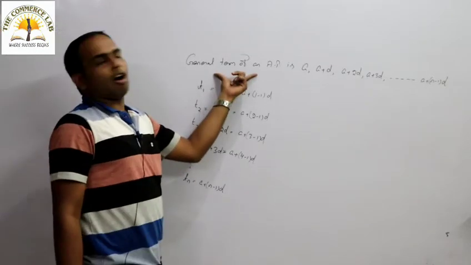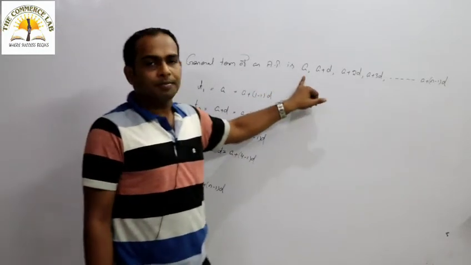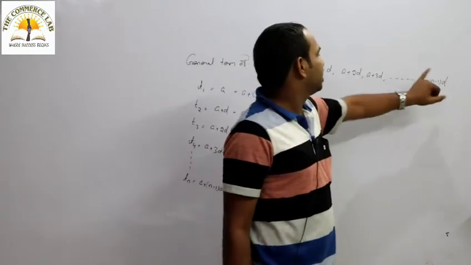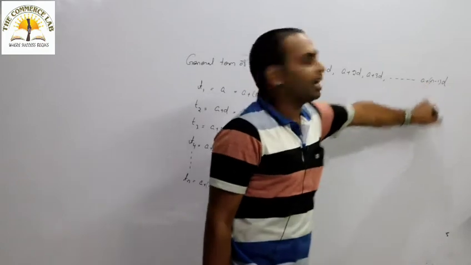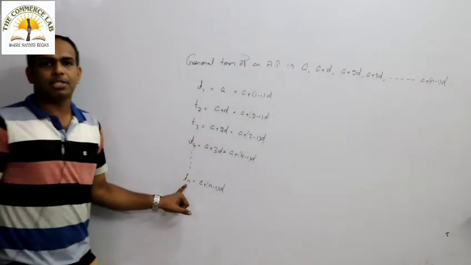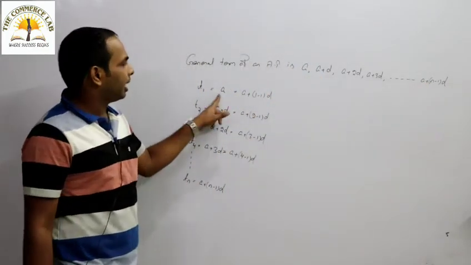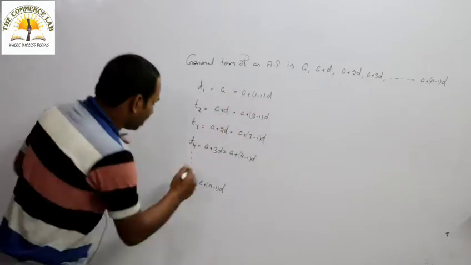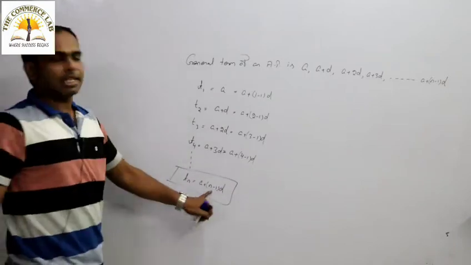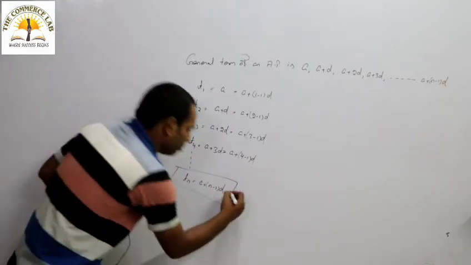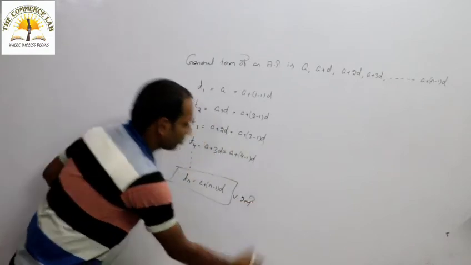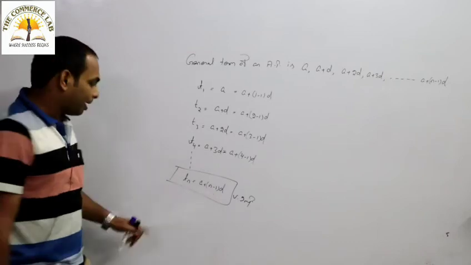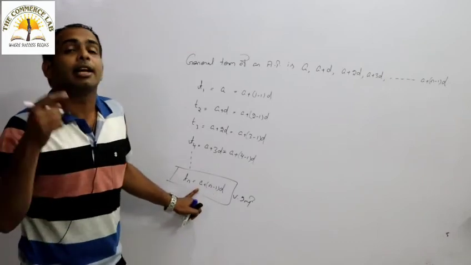So the general term of an AP is a plus d, a plus 2d, a plus 3d, and this is your nth term, that is Tn. Tn is your a plus n minus 1 into d. T1 is a, which can also be written as a plus 1 minus 1 into d. So the common term is Tn equal to a plus n minus 1 into d. Very important. By using this, we can calculate the number of terms.